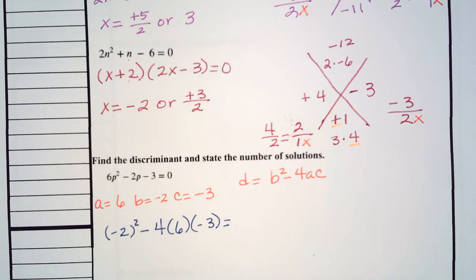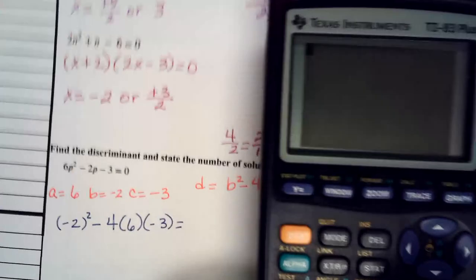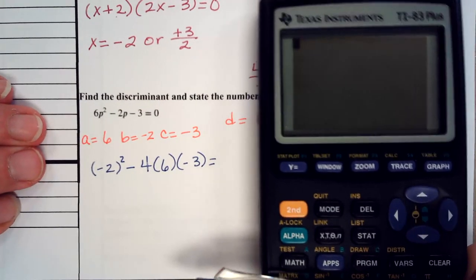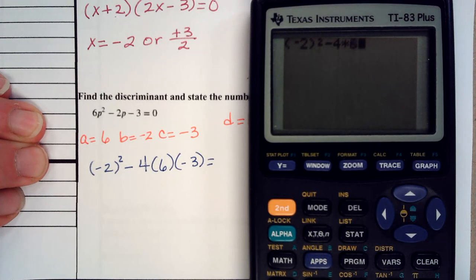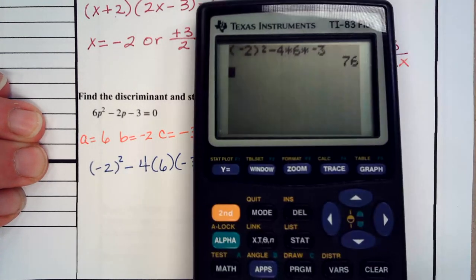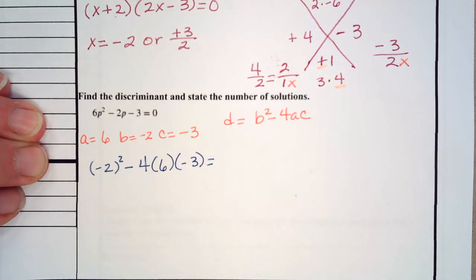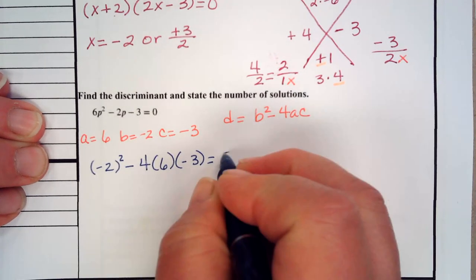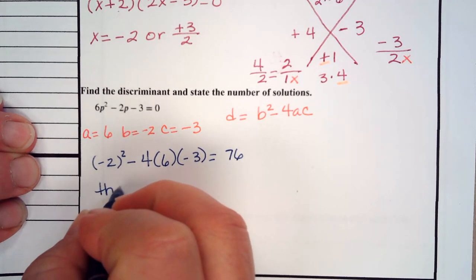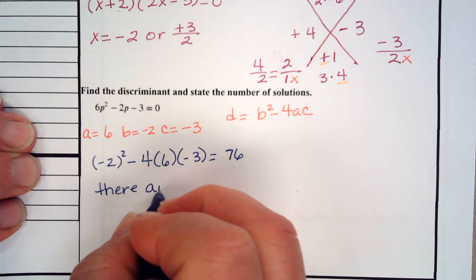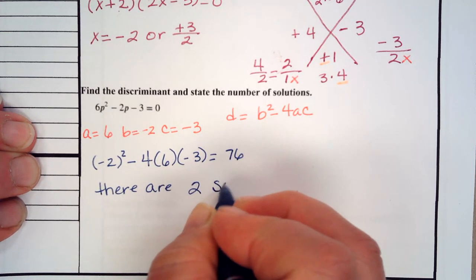As we get into the higher levels of math, we need to use a calculator to make sure we don't make mistakes with our math. So this is parenthesis, negative 2 parenthesis squared minus 4 times 6 times negative 3. And I end up with positive 76. Because it's greater than 0, there are two solutions.